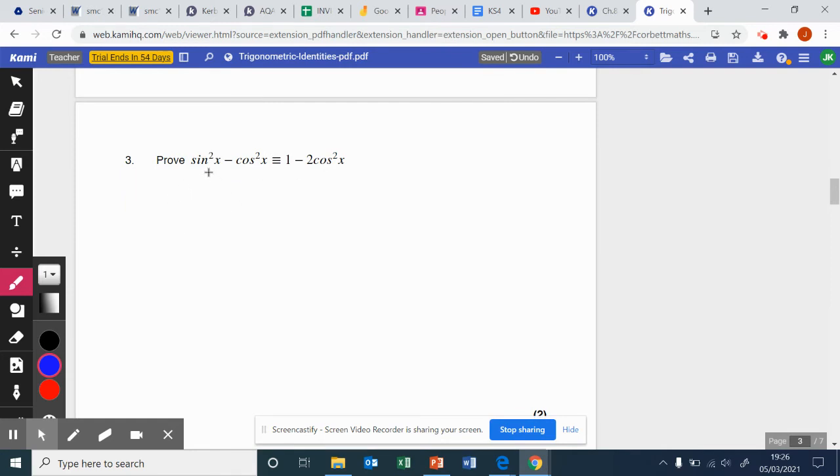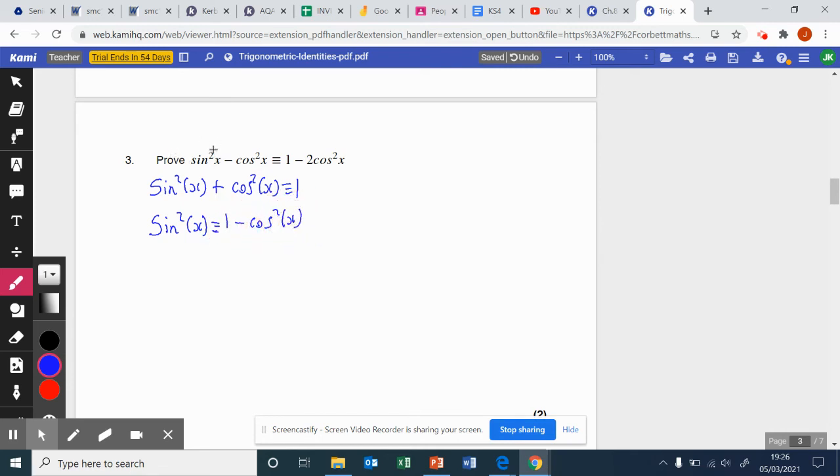Same kind of thing. We want to prove that sine squared x minus cos squared x is equivalent to 1 minus 2 cos squared x. So we have that sine squared x plus cos squared x is identical to 1. Well, on the left-hand side, we've got sine squared x and cos squared x. On the right-hand side, we only have cos squared x's. So it would make sense for me to rewrite this so that sine squared of x is identical to 1 minus cos squared x.